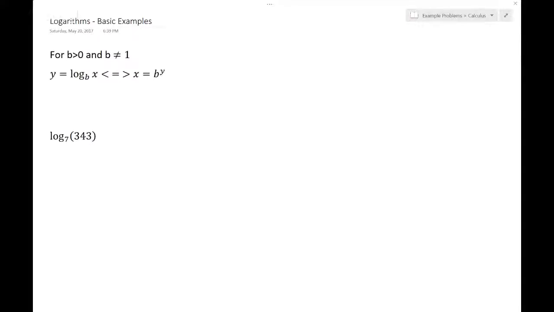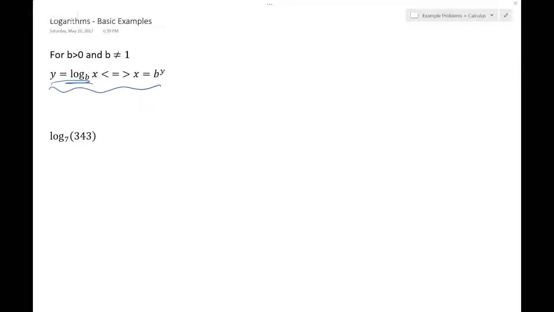In this video, we're going to go over some basic logarithmic examples. So for logarithms, for any b greater than 0 and any b that's not equal to 1, this function here is valid, which states that y is equal to log b of x, where log b just refers to log in base b. And this is then equivalent to x equals b raised to the y. So using this relationship, you can convert between the two and go from logs, which are usually kind of hard to work with, to exponents, which are, in my opinion at least, a lot easier to work with and what we're more accustomed to.